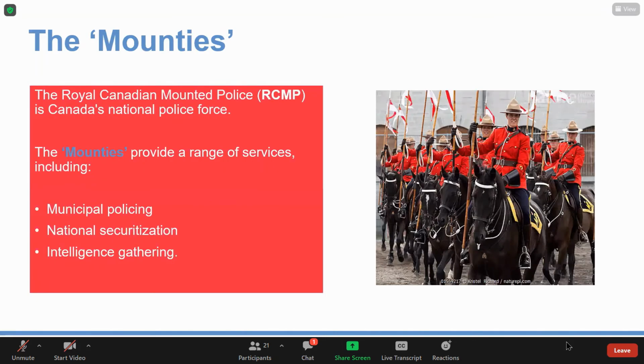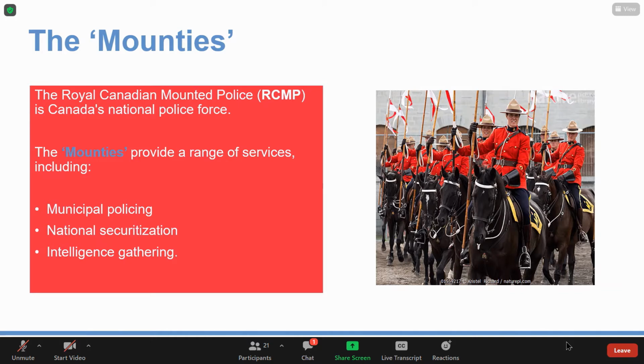So the Mounties are very symbolic of Canada, right? These are the Royal Canadian Mounted Police, which is the RCMP. We call them the Mounties because they mount on horses. And they provide a lot of services.